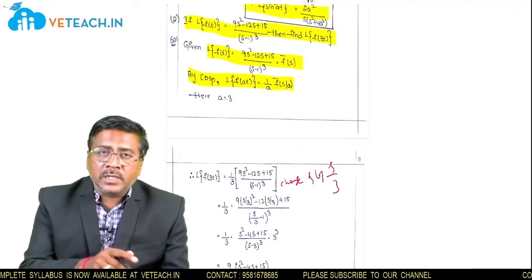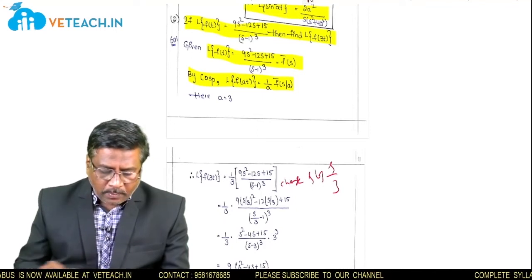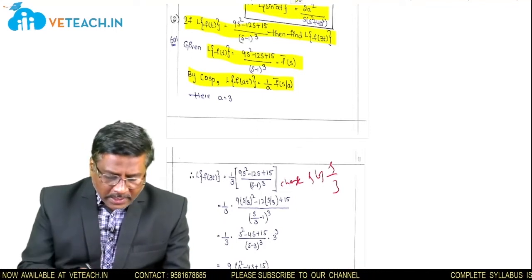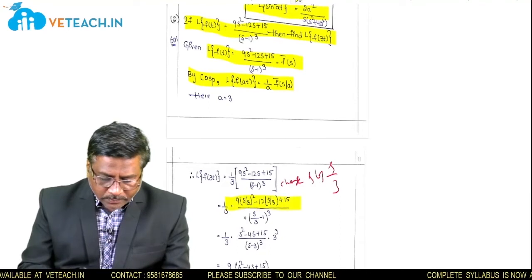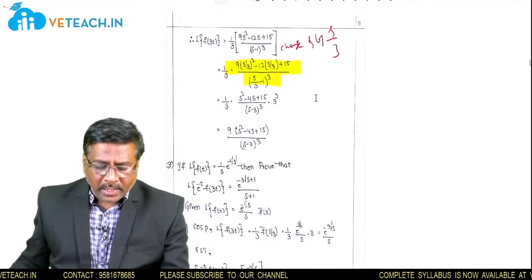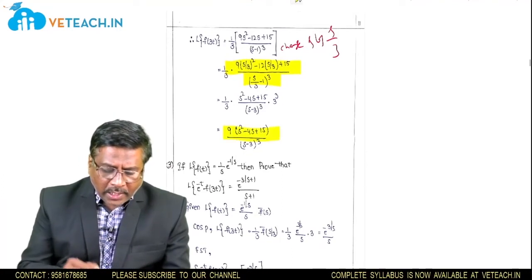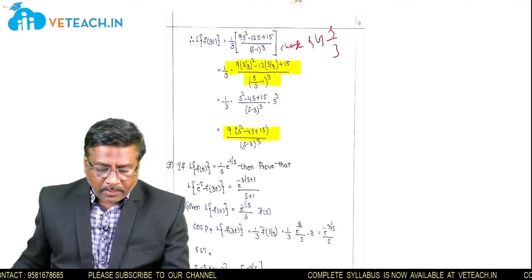Whenever an exponential function is given in the problem, you can apply the first shifting theorem. Therefore, simply replace s by s by 3 only: (s by 3) whole square minus 12 into (s by 3) plus 15, by (s by 3 minus 1) whole cube. Now, after simplification, we get 9 into (s square minus 4s plus 15) by (s minus 3) whole cube.